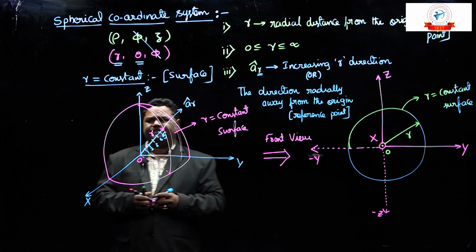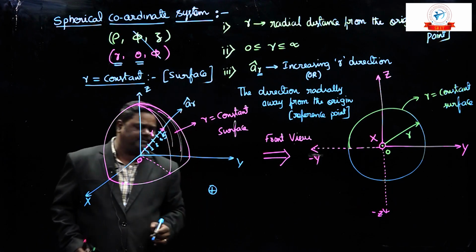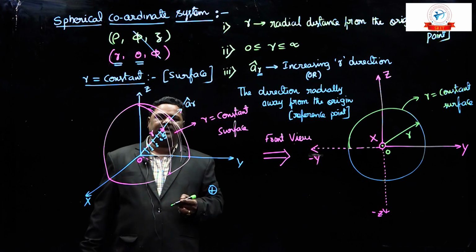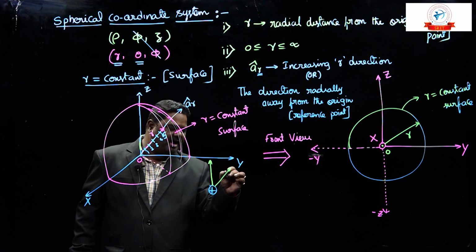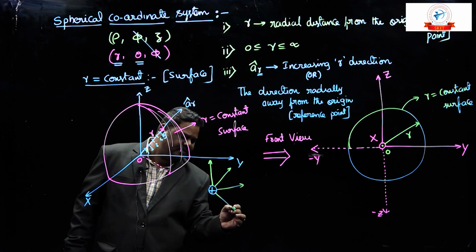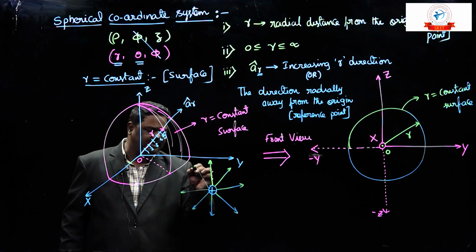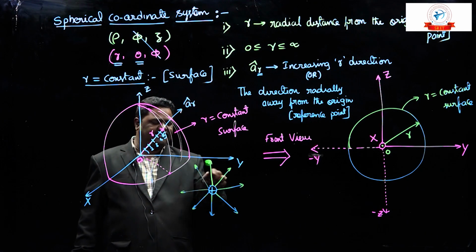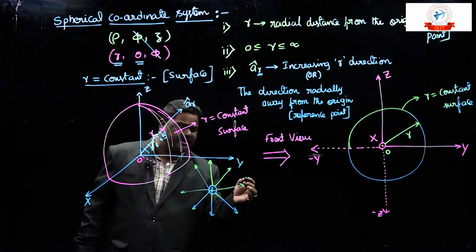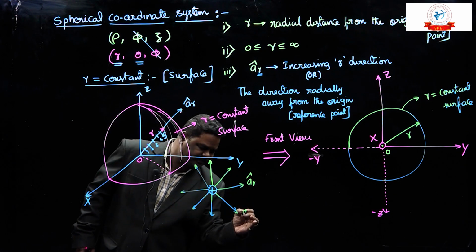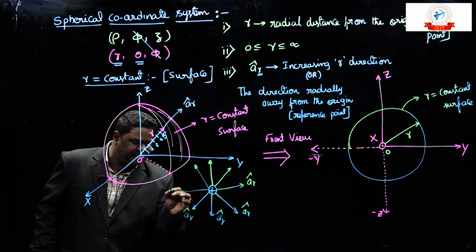Example, consider the electric field due to a positive charge. What is the direction of the electric field due to a positive charge? Always the electric field moves away from the positive charge in all directions. So whenever any physical quantity is moving radially away from the reference point, its direction is AR cap.